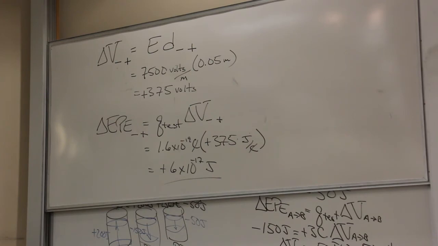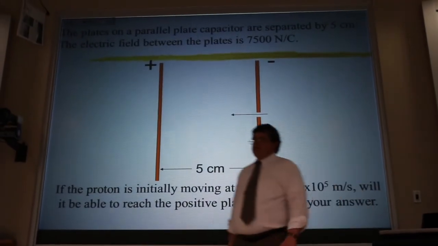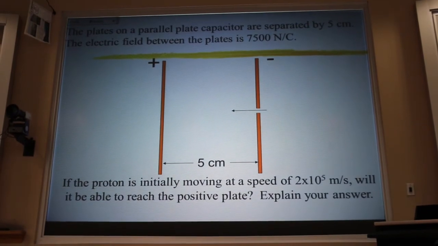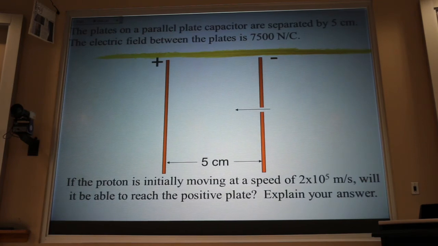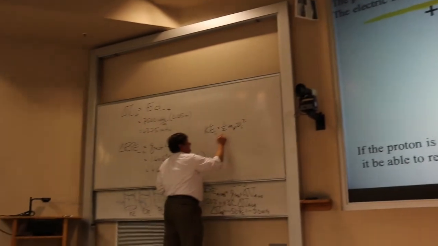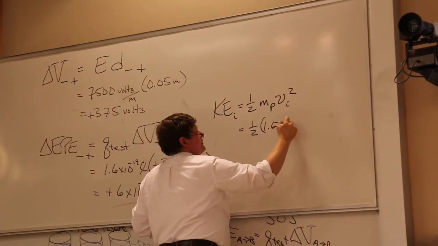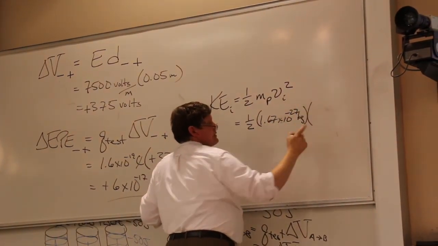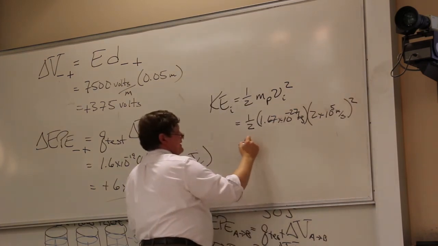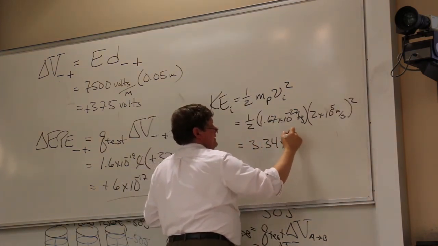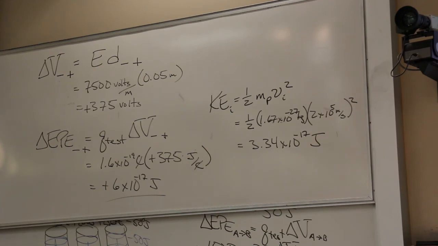Now, the last part of this homework asks, what if it starts out with this speed? Will it make it? Well, that depends. How much energy is that? Well, the kinetic energy that it starts with would be 1/2 times the mass of the proton times the initial speed squared, 1/2 times 1.67 times 10 to the minus 27 kilograms, times that speed of 2 times 10 to the fifth squared, and that gives me 3.34 times 10 to the minus 17 joules. Is that enough to get across? No, it's only going to make it a little more than halfway across.